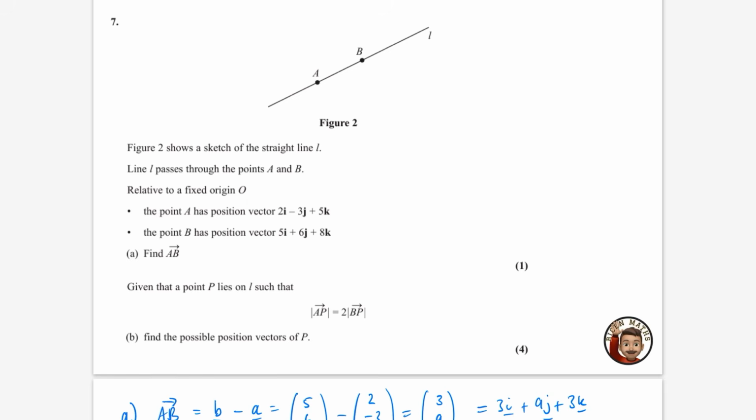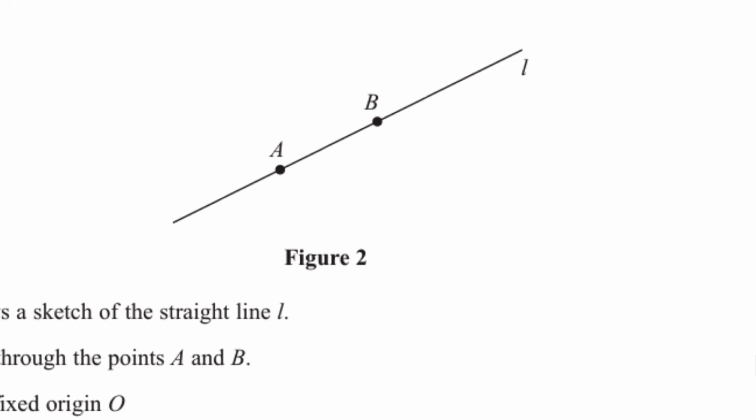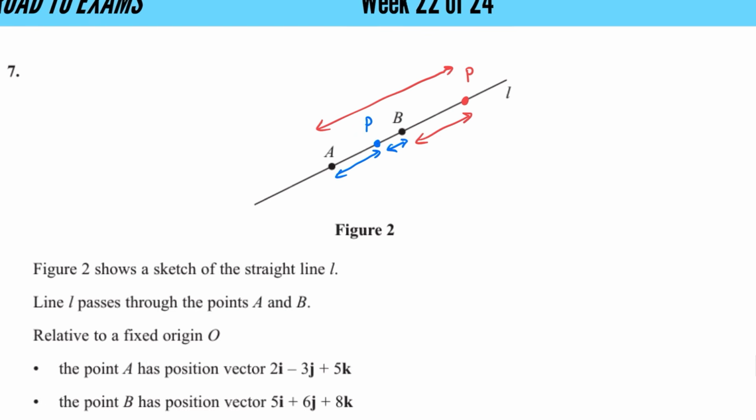Okay, so we're trying to think, where could P be so that the distance between A and P is double the distance between B and P? One of the places would be here, because the distance between A and P is double the distance between B and P. Or the other place I could put it could be over here, because the distance between A and P is double the distance between B and P. So we've got those two different scenarios.